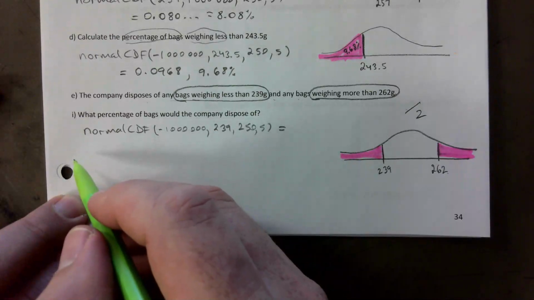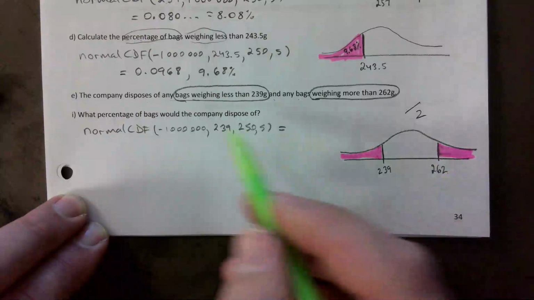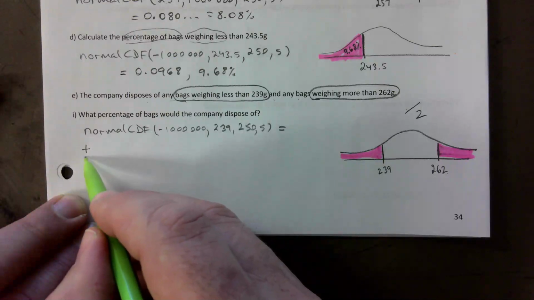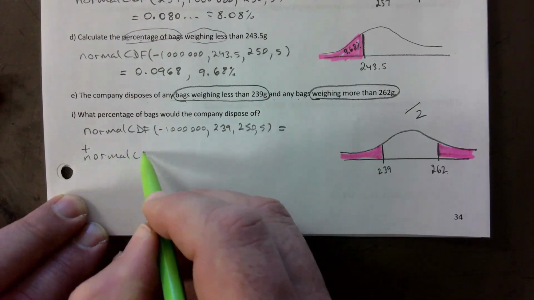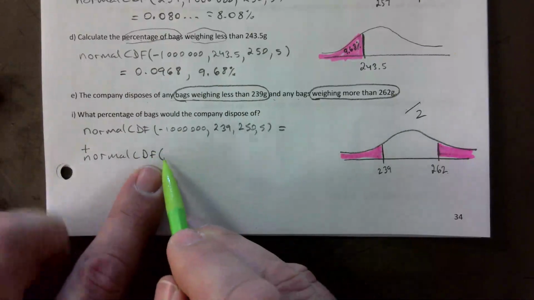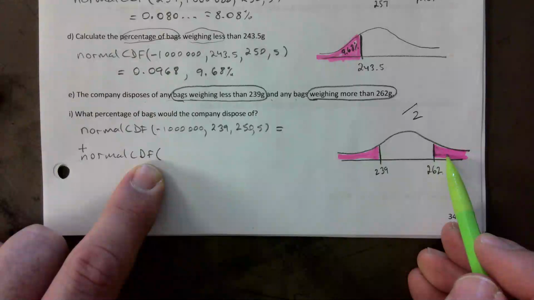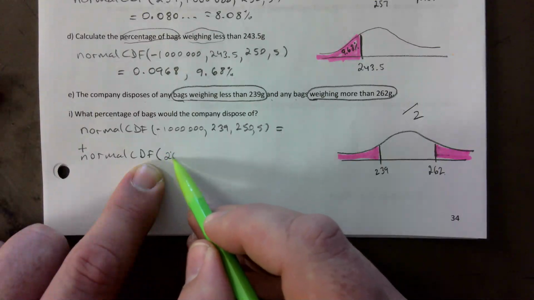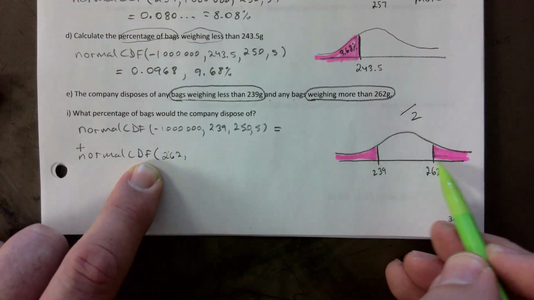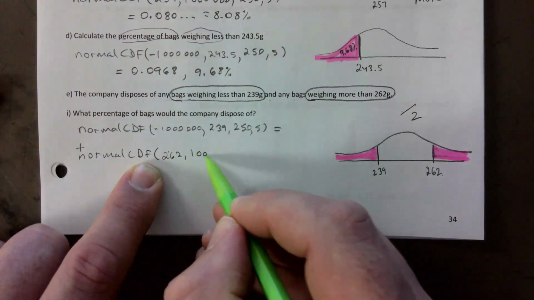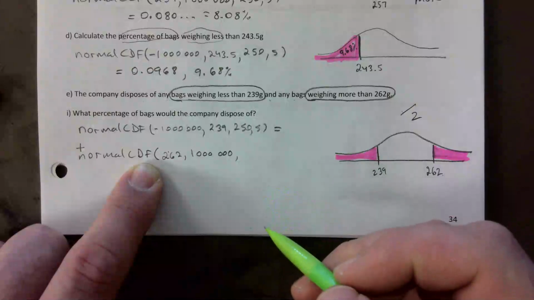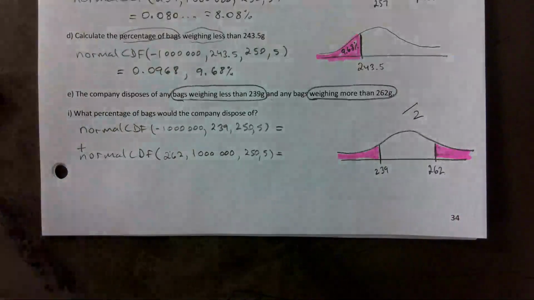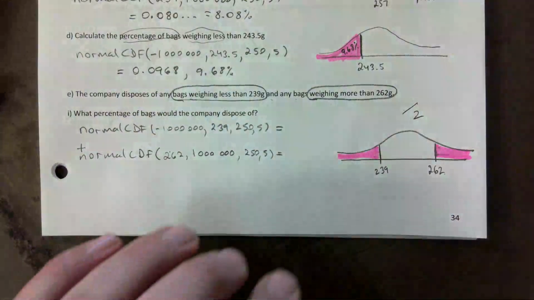Oh, I should have gone with different colors on the tails here, and I could have highlighted, but anyways. Plus another normal CDF. Now we're going to deal with this tail here. So what do I start my entries with? Start, right? It starts at 262 and it goes to infinity. So we're going to go 1 million, 255. So you enter both of those and here's what you get.